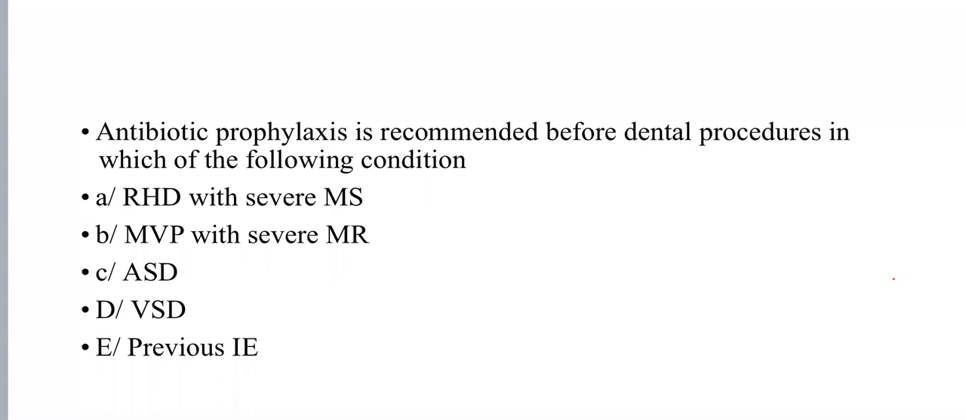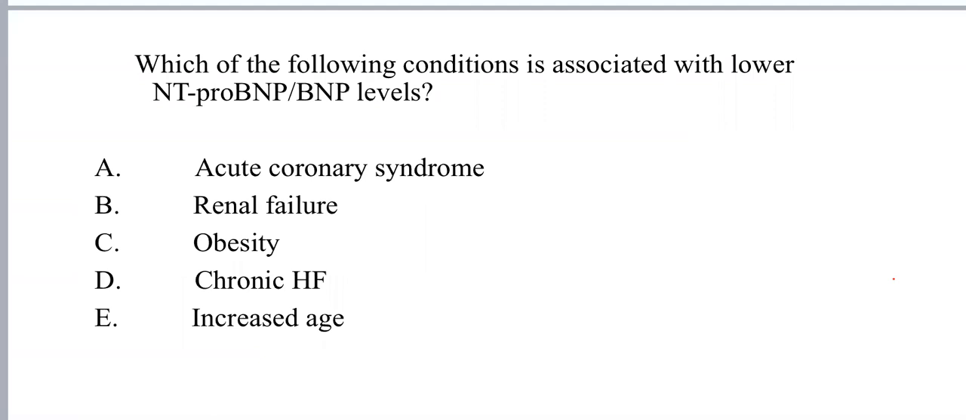Good. Now, which of the following conditions is associated with lower NT-proBNP, BNP level? Acute coronary syndrome, renal failure, obesity, chronic heart failure, increased age.